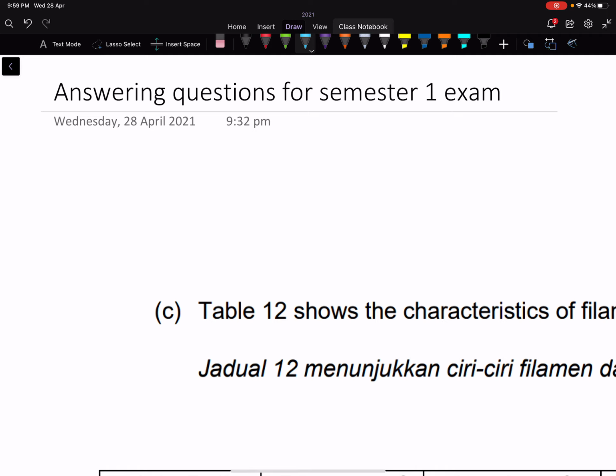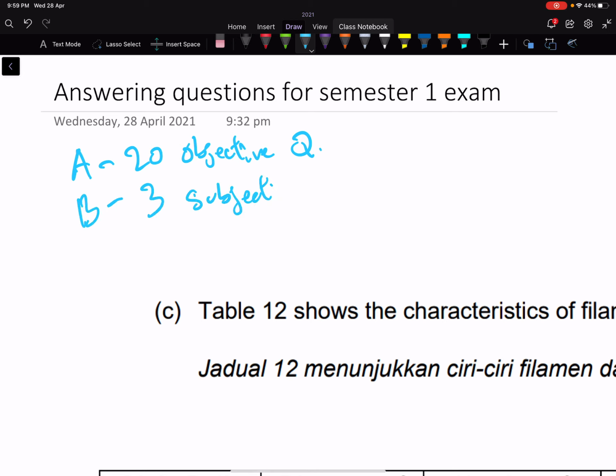Right, so first of all, section A, we will have 20 objective questions. Section B, you have 3 subjective questions. And section C, you'll have 1 subjective question. Okay, so all of this you have to answer. Objective, I don't think I need to go through with you guys, because obviously you guys are already used to objective questions. Subjective will not be too hard, you'll be able to answer it. It's pretty much asking questions and you just answer that.